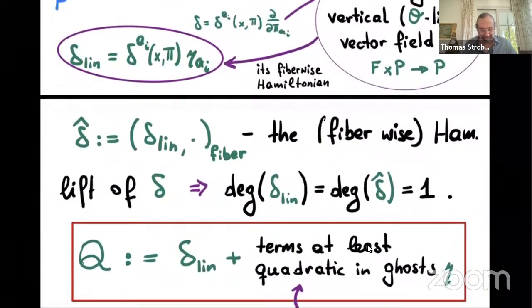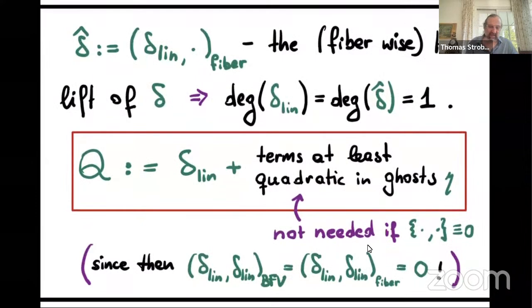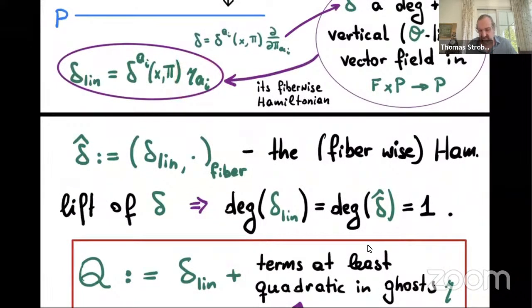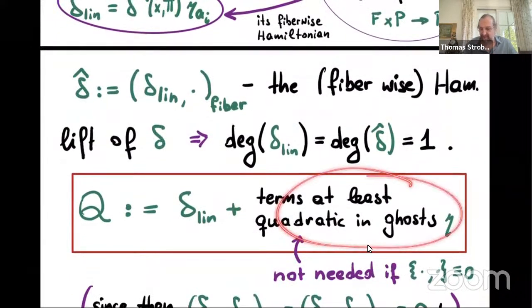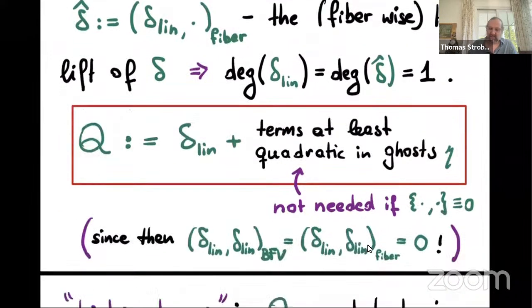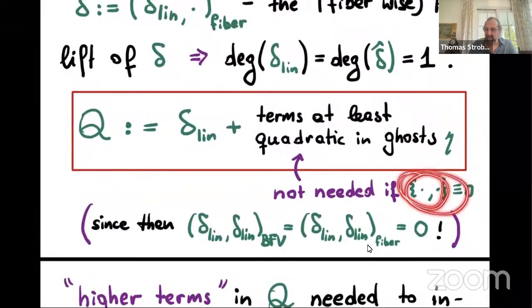Maybe it's a bit fast now, but let me just continue having given this idea. The main point is that this Q now has to start with delta lin. Lin means because it's linear in these ghosts eta, and there are terms quadratic or higher in etas which we are permitted to add. And now it's the time when this bracket enters. So if this bracket is zero, then we don't need these extra terms. Then there's no distribution to be factored out on this coisotropic submanifold. And the cohomology will just give the ideal back. This resolution of this quotient by the ideal.